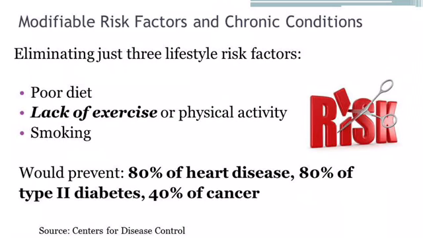Modifiable risk factors in chronic conditions. Eliminating just 3 lifestyle risk factors, poor diet, lack of exercise or physical activity, and smoking, would prevent 80% of heart disease, 80% of type 2 diabetes, and 40% of cancer. This is from the Centers for Disease Control.